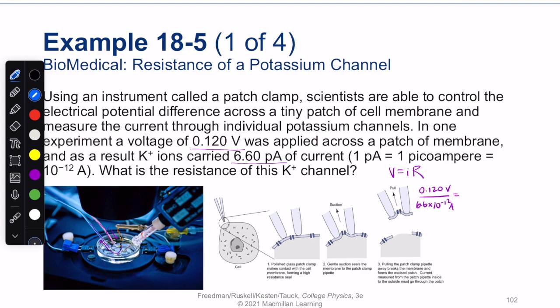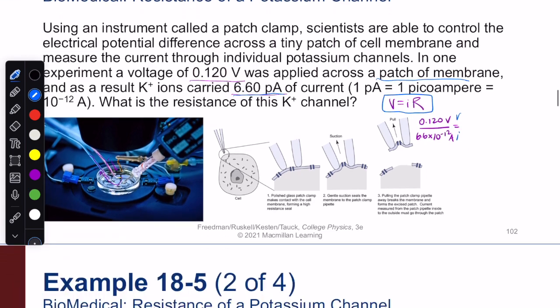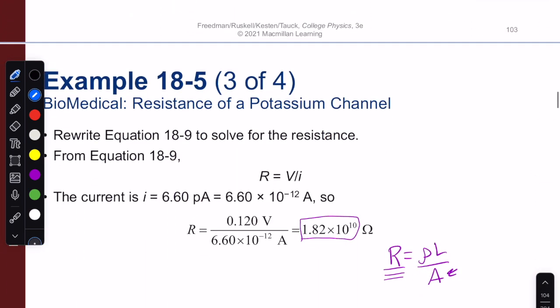So here are some values that we got. In the experiment, we applied 0.12 volts across the patch. And then we measured 6.6 picoamps of current. What is the resistance of this channel? So we can use V equals IR to figure that out. We're solving for R, so we're going to do V over I. And that's going to give us, we'll look for the number. I didn't bring my calculator. 1.82 times 10 to the 10. A gigantic resistance.